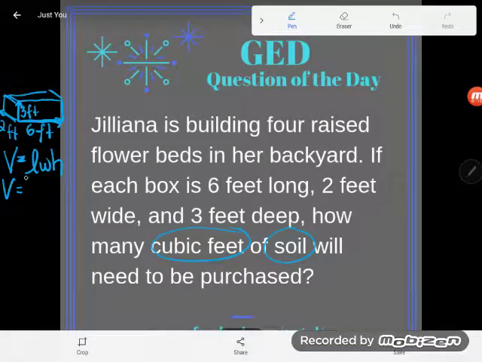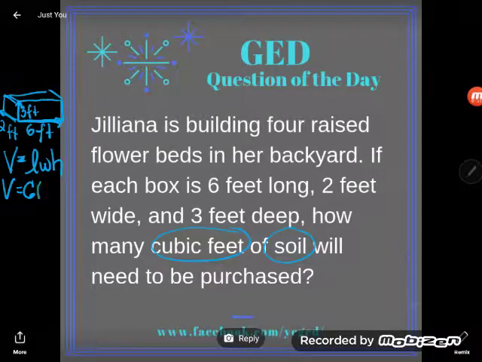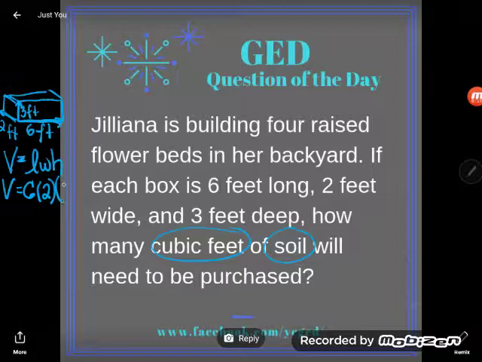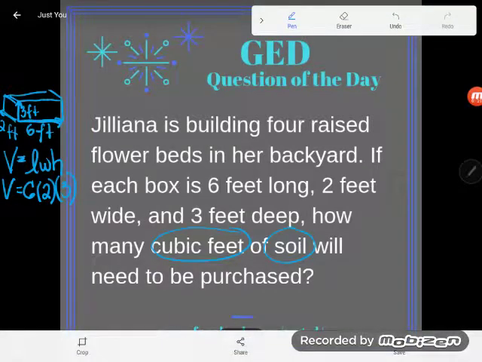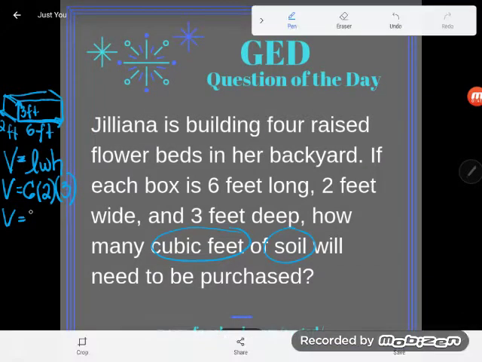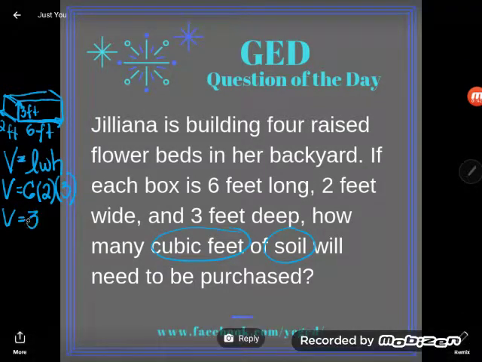So let's see, our length was 6 feet, our width was 2 feet, and our height, or depth in this case, since we're talking about how deep the soil is, would be 3 feet. And then these students often recognize that they can do that multiplication on the right-hand side of that problem and simplify it to find out that the volume of this rectangular prism is 36. And even these students know this part, that it's cubic feet.